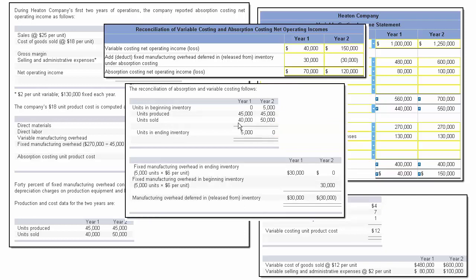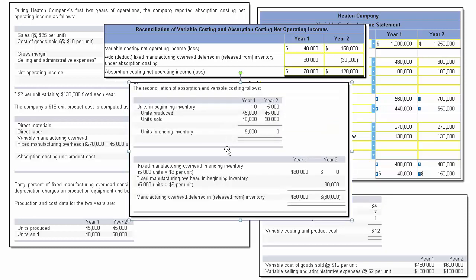Now I've put this little reconciliation box that explains why we had a 30,000 positive adjustment in year one here and a 30,000 negative. Remember that in units and beginning inventory, we start off with 0. We produced 45 and sold 40, so we had 5,000 in ending inventory. That becomes the next year's beginning. Then we produced 45 and sold 50, so we had none in ending inventory.